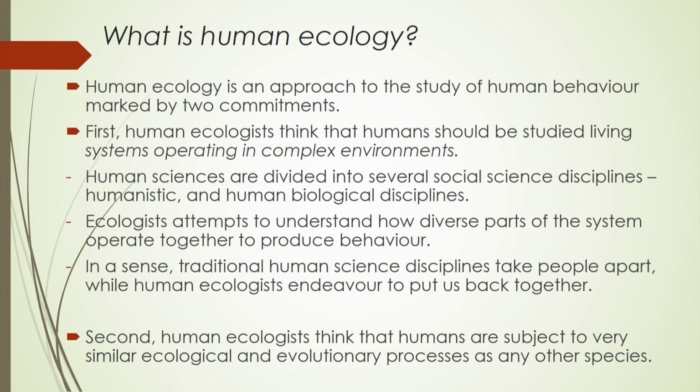Human ecology in a sense is a kind of approach in order to look at or study human behavior, and this can perhaps be divided into two. And the first part looks at how humans should be studied, as living systems operating in a complex environment. Now, if you look at the slides, you would see operating in complex environments. Why is human seen to be or known to be operating in a complex environment?